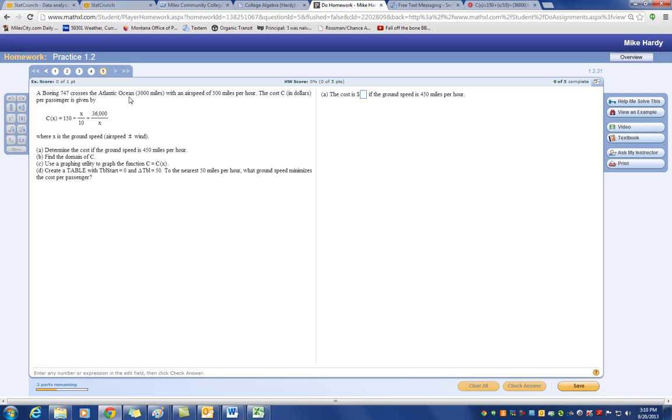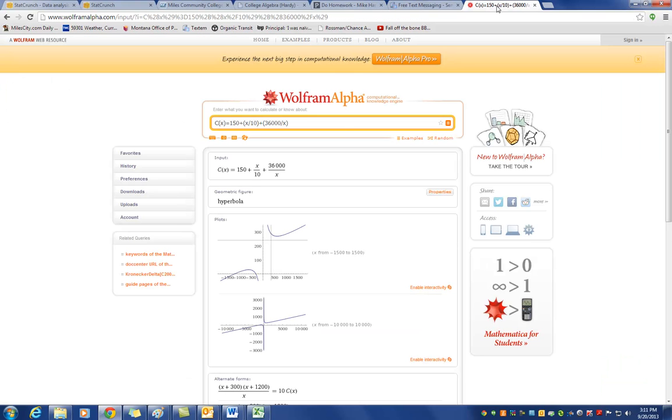Or actually, it's not number of items here. It's a Boeing 747 crossing the Atlantic. The cost per passenger is given by the function where x is the ground speed. So the ground speed, they aren't going to have negative ground speed. So they just aren't. So we want to eliminate negatives from this, okay?